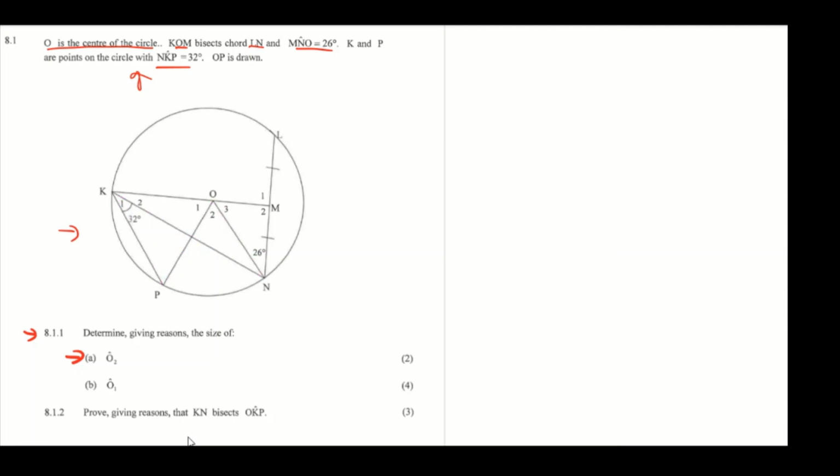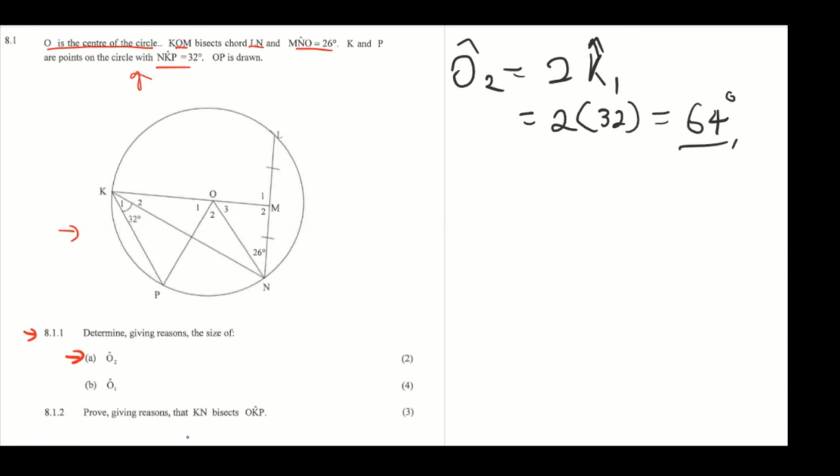So what you're going to do is say angle O2 is equal to twice angle K1. We already know angle K1 is 32 degrees, so O2 is equal to 64 degrees. You can specify the reason next and say angle at center is equal to twice its circumference. So that is O2. Now let's do O1, this one here.